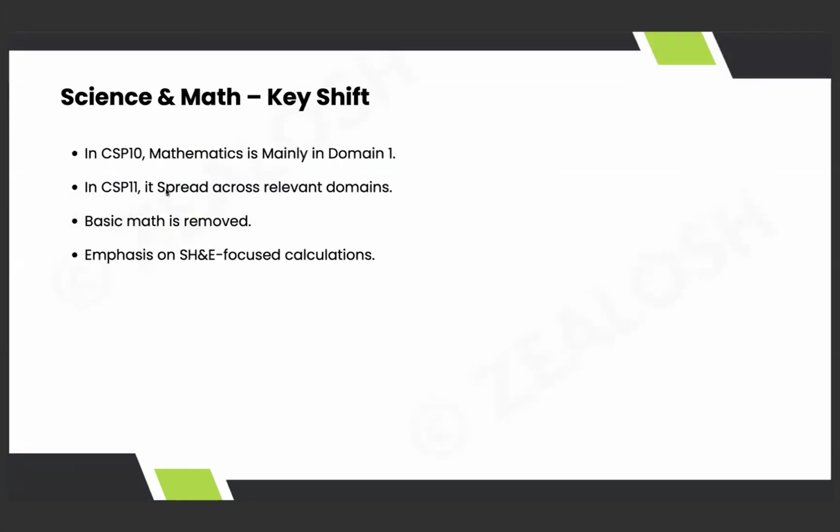There is a key shift that occurred in science and math. In CSP 10, mathematics was there in 6 of the units, but it was predominantly concentrated in domain number 1. What was domain number 1 in CSP 10? You can put it in the chat. You don't have mic access, so you can use the chat. What is there in domain 1?